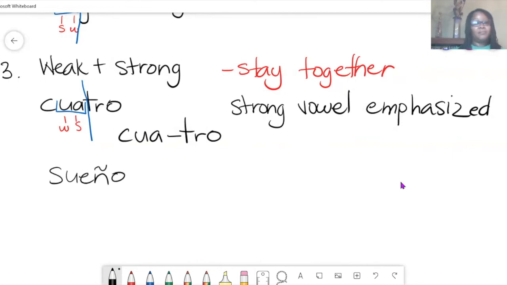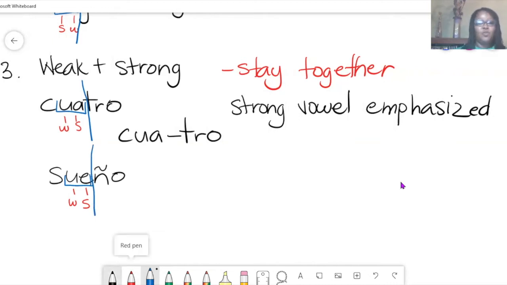All right. So again, we ask ourselves the question, where do we have our vowels occurring together? We have U and we have E. What kind of vowel is U? U is weak. What kind of vowel is E? E is strong. The rule says, can't separate them, they have to stay together. So we know we're going to be keeping them together. So the separation in this word occurs here, between the E and the N, not between the U and the E.